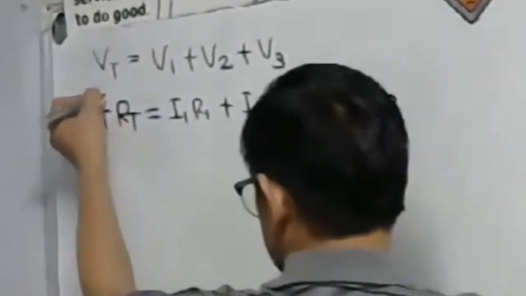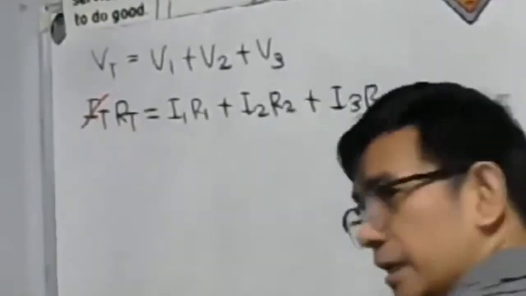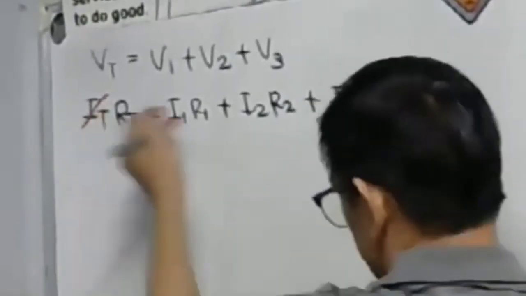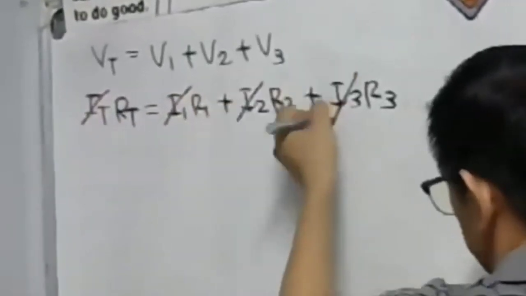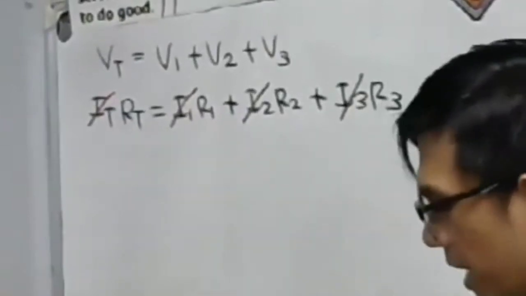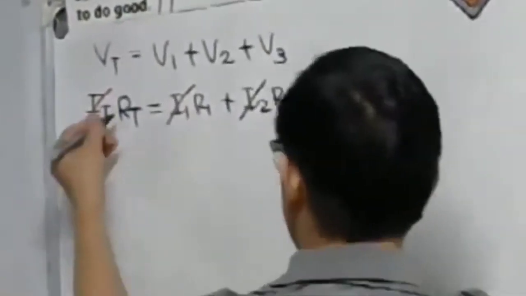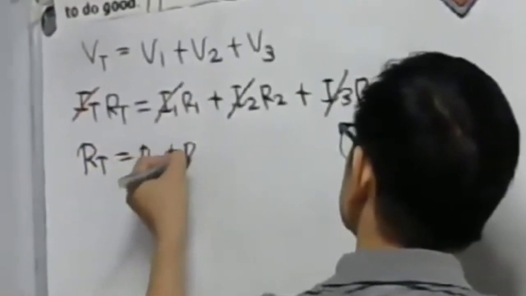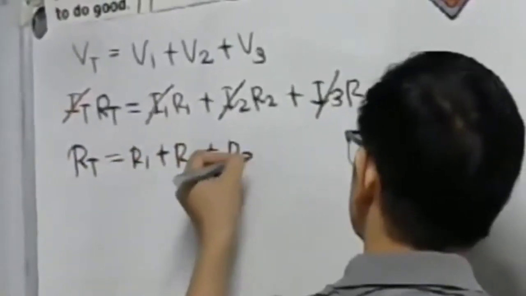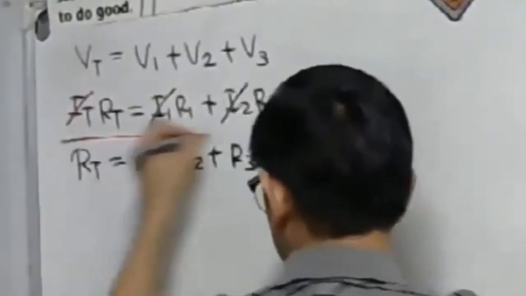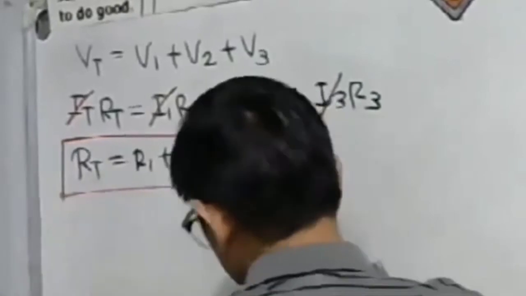Since in a series circuit the current is constant, it's the same, we just have to cancel all the current because they are just the same. Algebraically, we can cancel all the current. That is why we have this equation for the R total. Our R total is simply equal to R1 plus R2 plus R3. Since we only have three resistors, we just have to get the sum. Just add all the resistances. Okay?